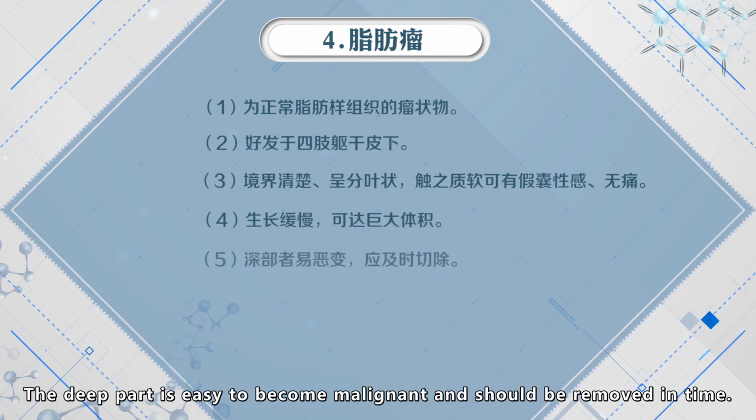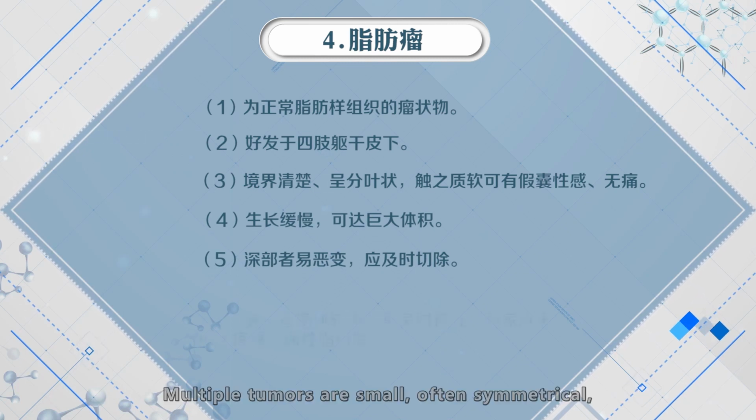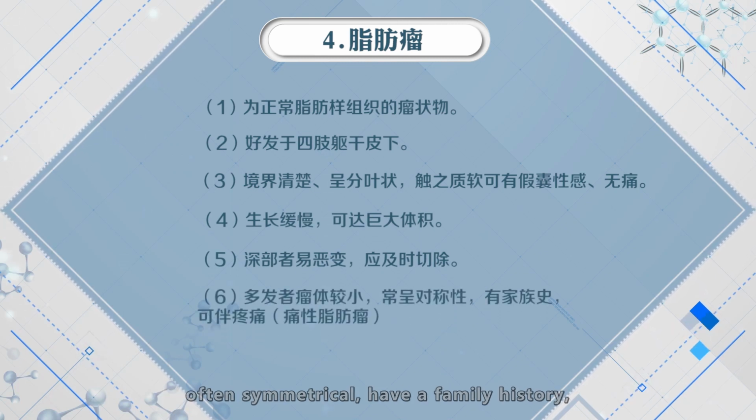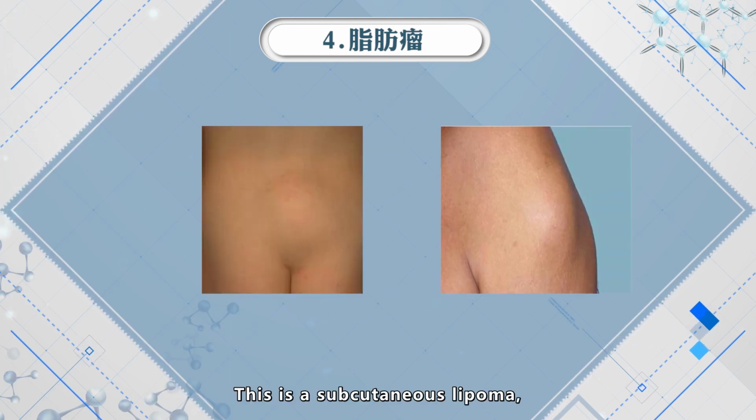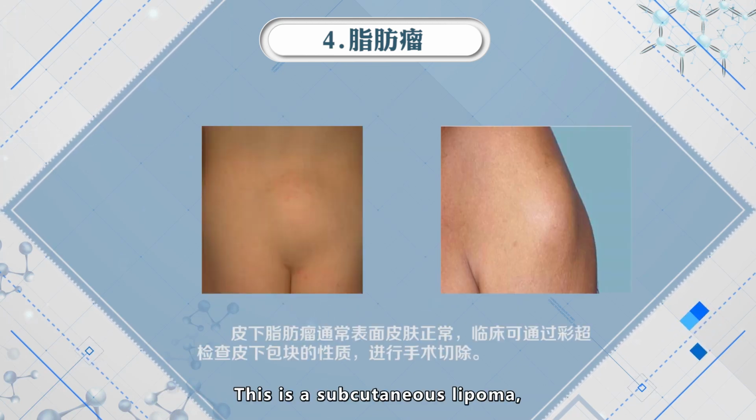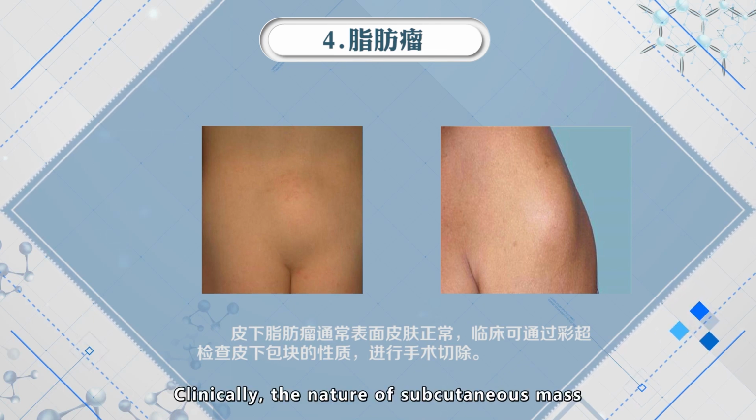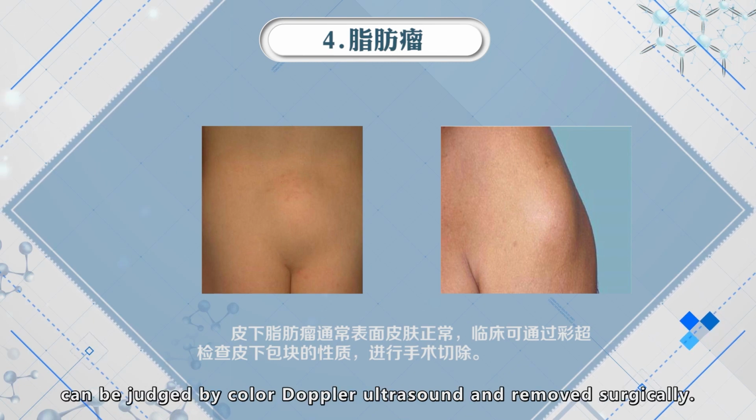The deep part is easy to become malignant and should be removed in time. Multiple tumors are small, often symmetrical, have a family history, and can be accompanied by painful lipoma. This is a subcutaneous lipoma, usually with normal surface skin. Clinically, the nature of a subcutaneous mass can be judged by color Doppler ultrasound, and it is removed surgically.